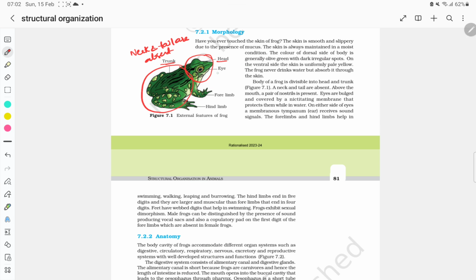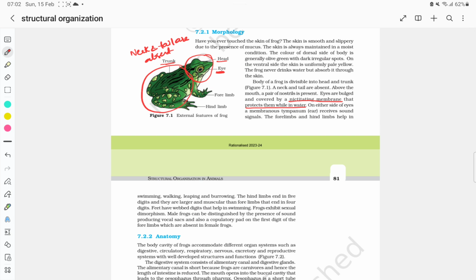And if you look at the eyes, they are covered with nictitating membrane. What is this nictitating membrane? So nictitating membrane is basically one of the eyelids. So what is it for? This nictitating membrane protects them while they are in the water.